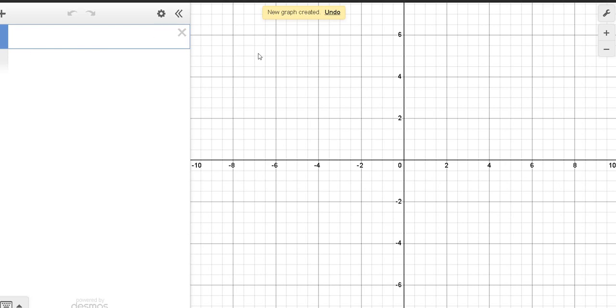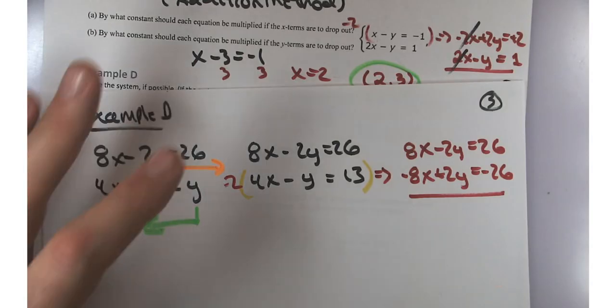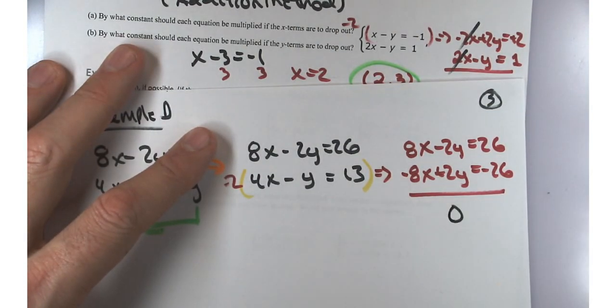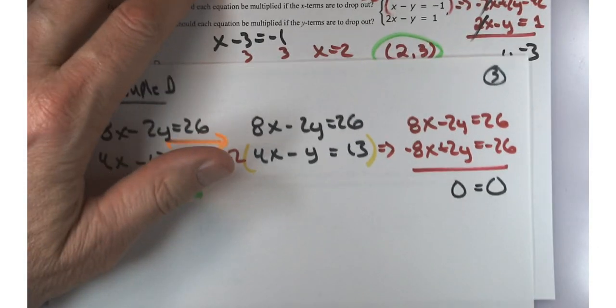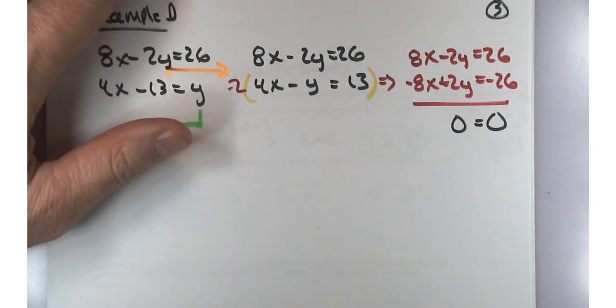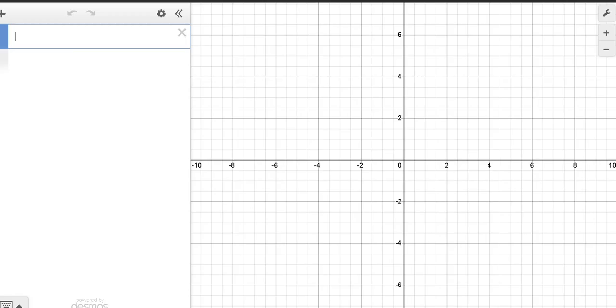So what did you find out when you tried to add these together? What did you end up with? Is that 0? 0 equals 0. Well, that's kind of bizarre. Can anyone make sense out of what's going on here? Well, tell you what, let's graph both equations then.